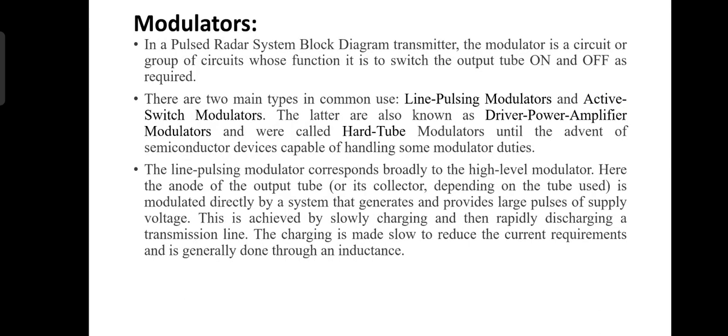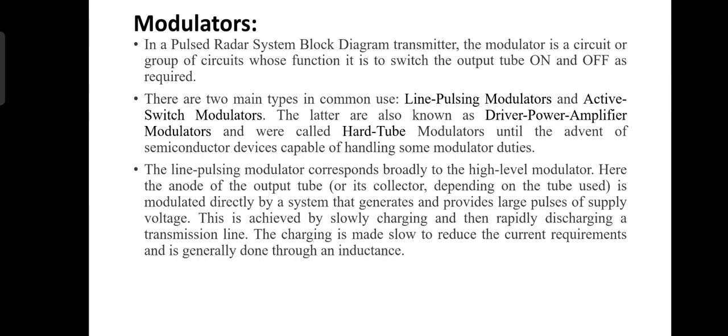Modulators. In a pulsed radar system block diagram transmitter, the modulator is a circuit or group of circuits whose function is to switch the output tube on and off as required. There are two main types in common use: line pulsing modulators and active switch modulators. The latter are also known as driven power amplifier modulators and were called hard tube modulators until the advent of semiconductor devices capable of handling some modulator duties.